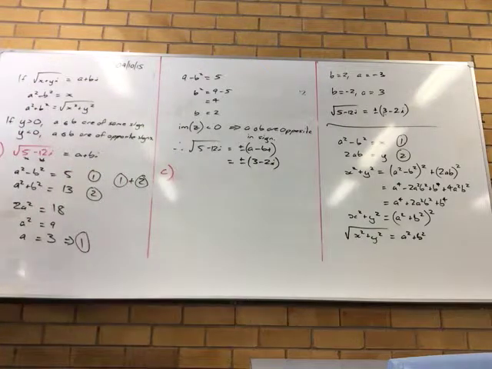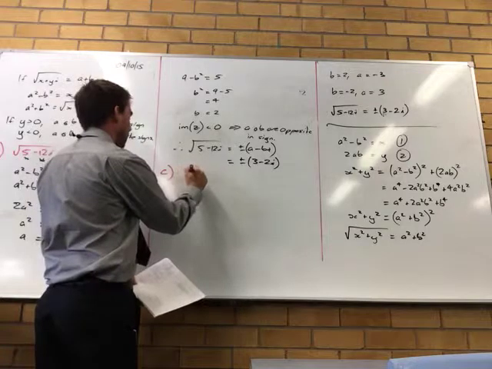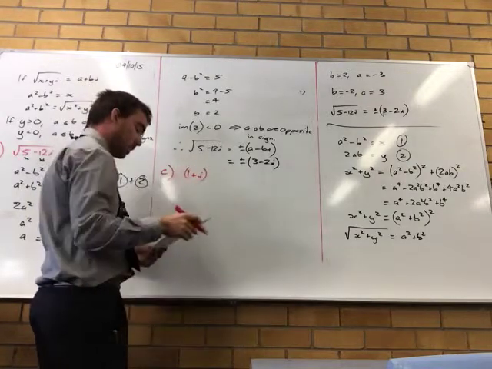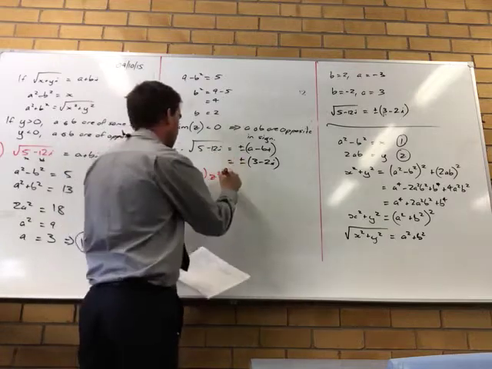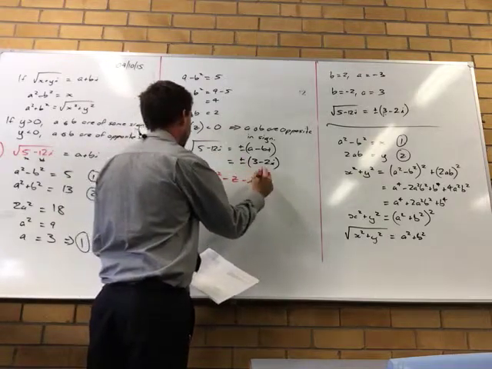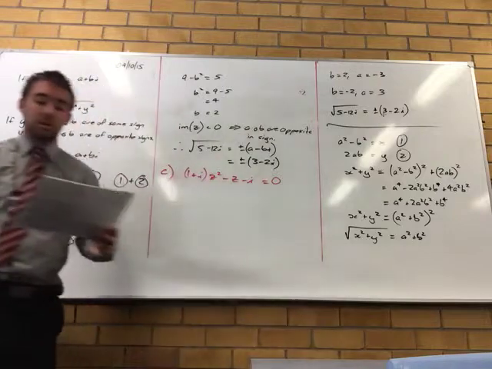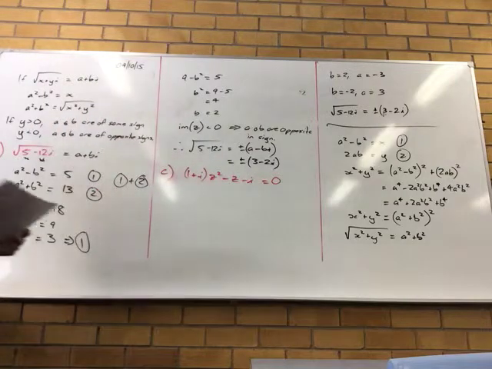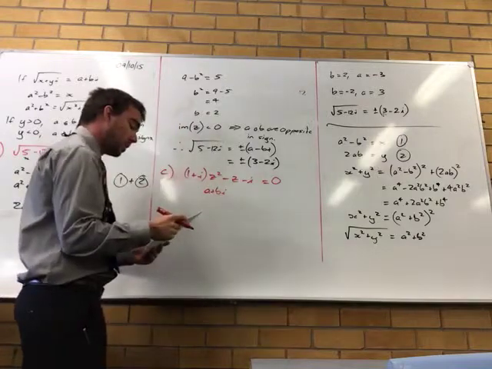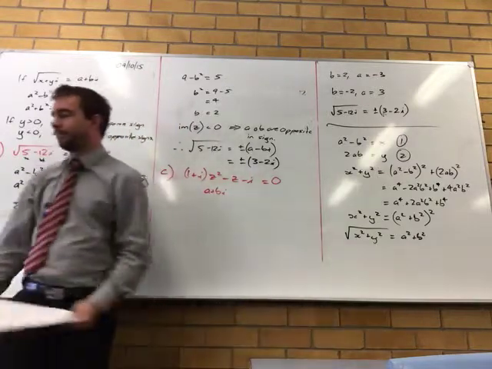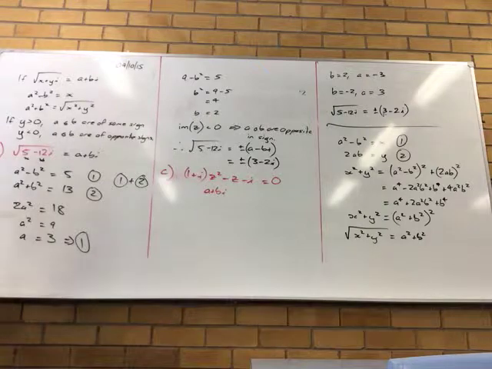Now, last one for today. We need to solve (1 plus i)z squared, take away z, take away i, is equal to 0. Express the solution in the form a plus bi, where a and b are real. That's really nice.